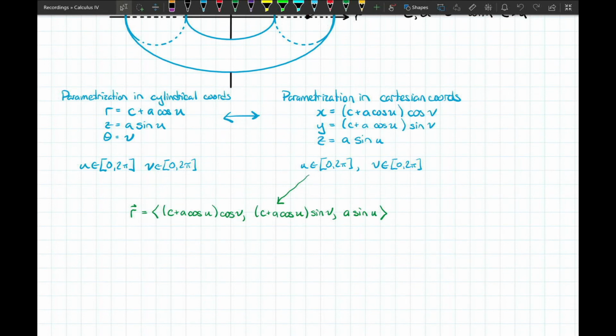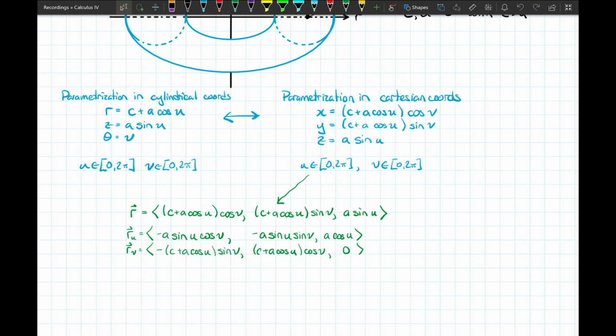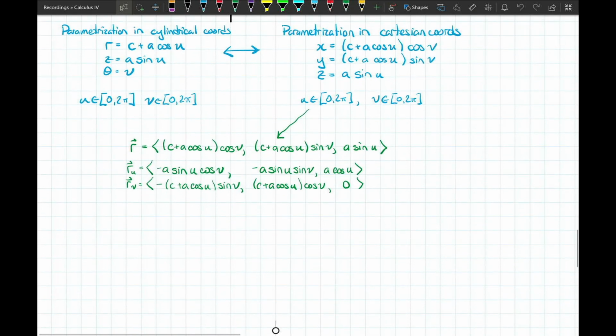And we'll have to get those two partial derivatives so that we can take the cross product of r_u and r_v and then take the magnitude of that so that we can figure out the surface area formula. So let's look at the partial derivatives first. And those aren't too bad to calculate, but you can imagine what comes next, because we have to take the cross product of those two and then find the magnitude.